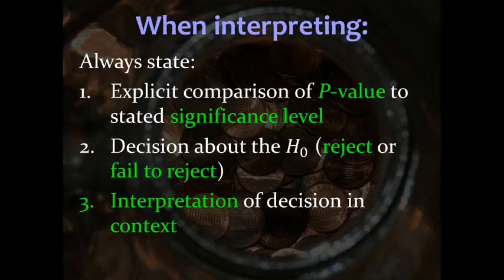1, p-value and significance level. This is what they call linking. You want to link that p-value to your alpha value. 2, you need to make a decision on the null, whether you reject the null or fail to reject the null. And 3, you must state what that means in context. What does rejecting the null mean? It means you acknowledge and you have evidence to show that the alternative is true. Or if you fail to reject, you say, I don't have enough evidence to say that the alternative is true.